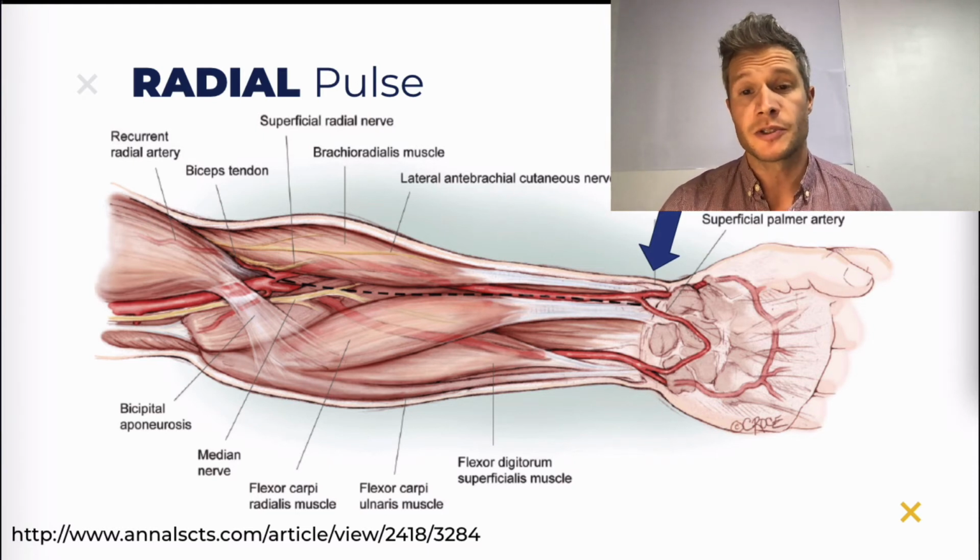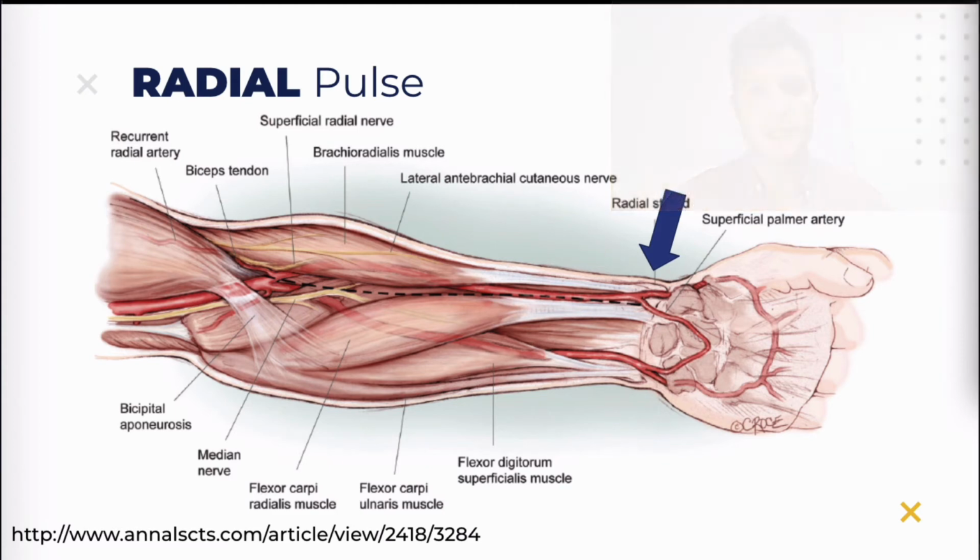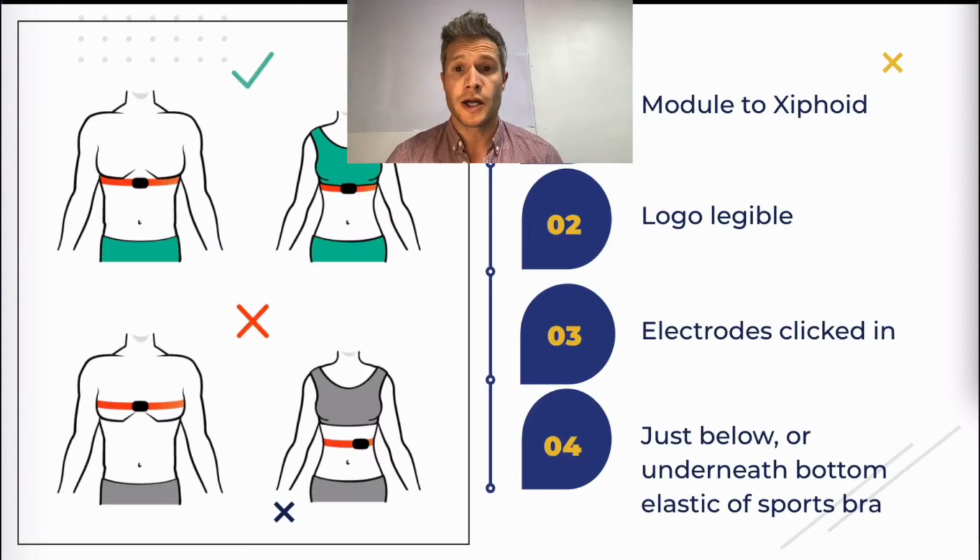Another way you can get someone's heart rate or pulse rate is through a strap. So this biometric or telemetric kind of data comes from a heart rate strap. You see in the illustration here the good way and the not so good way to place them.